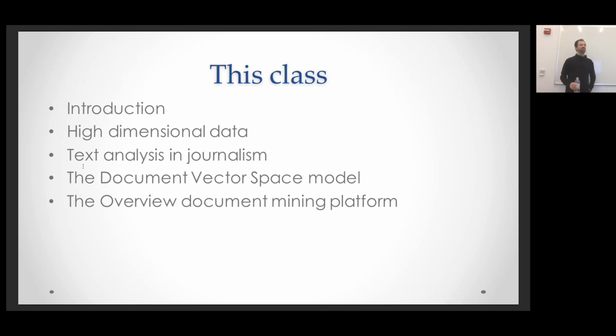Okay, so this is what we're actually going to try to cover in this class today. We're going to start with this very abstract concept of high-dimensional data, which is foundational to all data science, basically. And then we're going to build up the document vector space model, in particular TF-IDF vectors, and use it to talk about a piece of document mining software that is used in journalism. We're going to talk in some detail about the evolution of that platform and how it works.